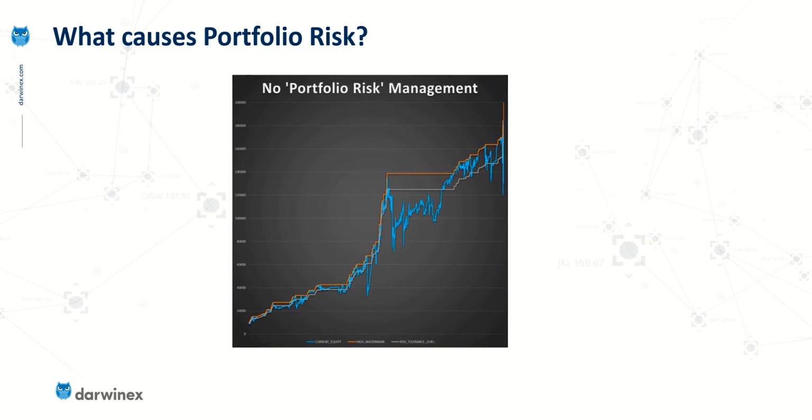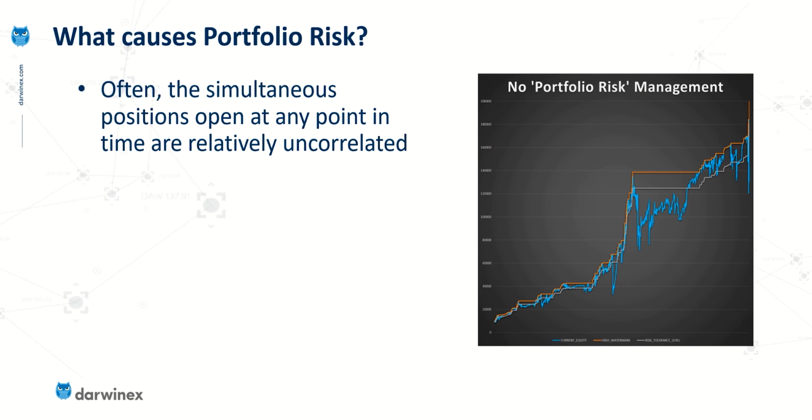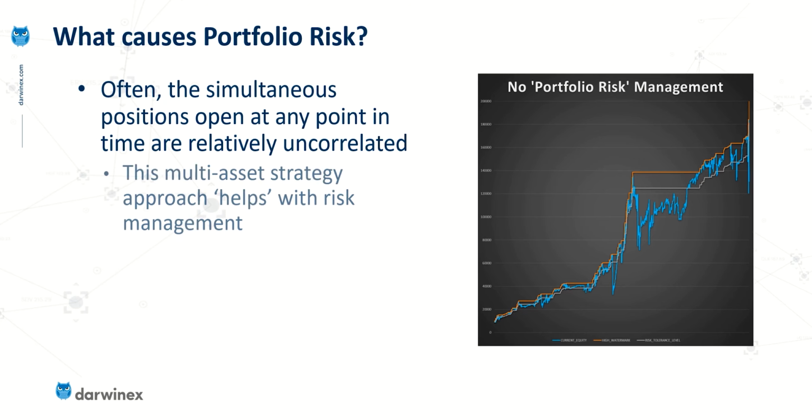Now, very often, the positions that are open at any point in time might be relatively uncorrelated. They might even be negatively correlated. And when this is the case, this really helps with risk management. Because if one of those positions is moving very strongly against you, it means that another will be moving in your favour, helping to smooth out those drawdowns. So that's a good thing, and that's a major advantage of trading multiple assets as opposed to just a single asset.